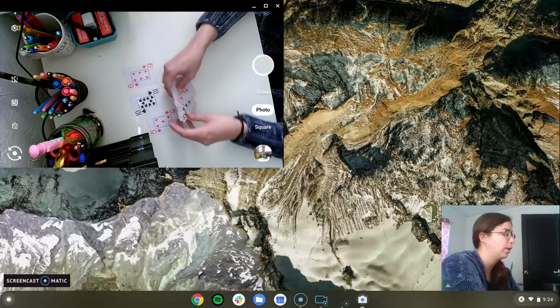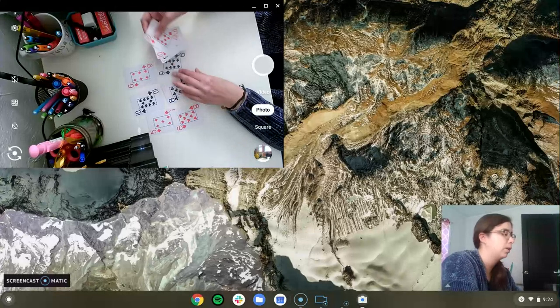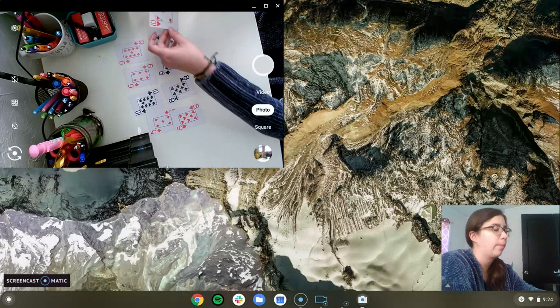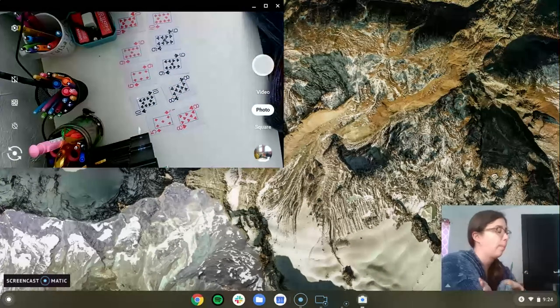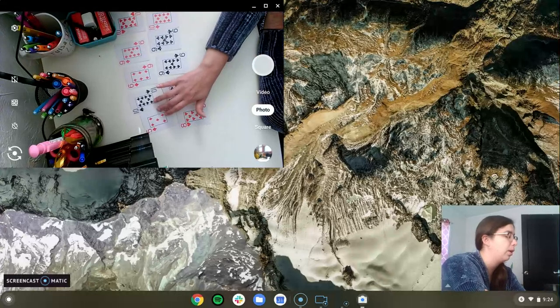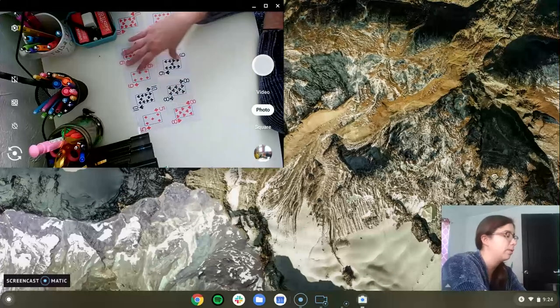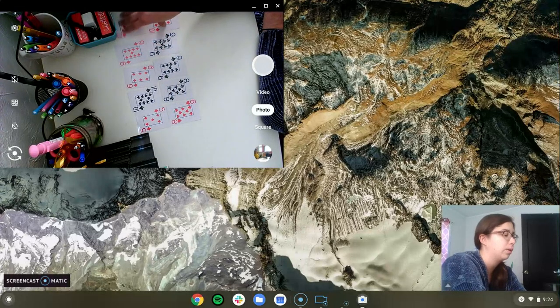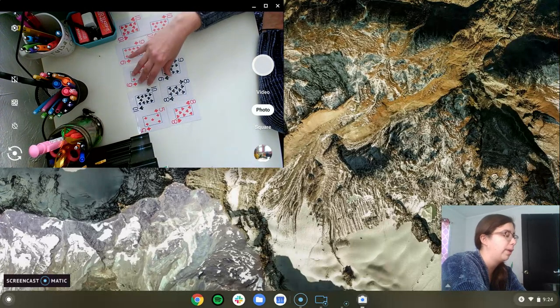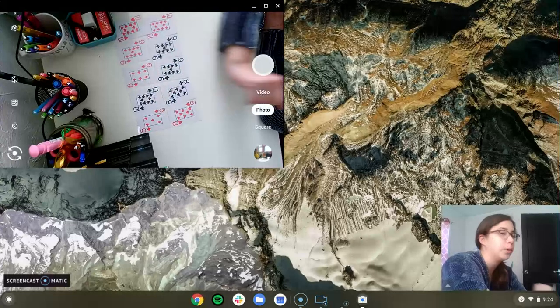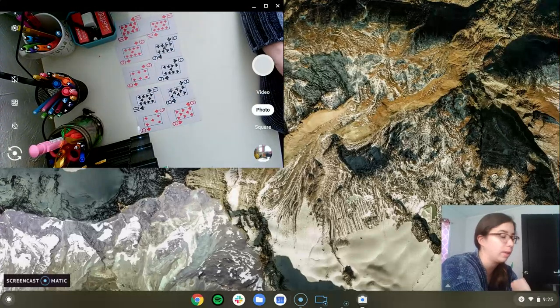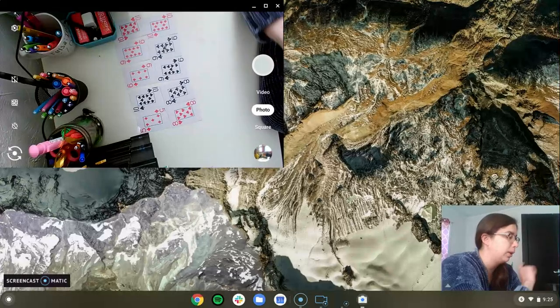Let's see what we have here. So we can sort objects by color, by shape, and in this case, by number. So I think we should start with the easiest one first, which would be by color, as there are only 2 colors here in this pile of cards that we have. So let's start with color.